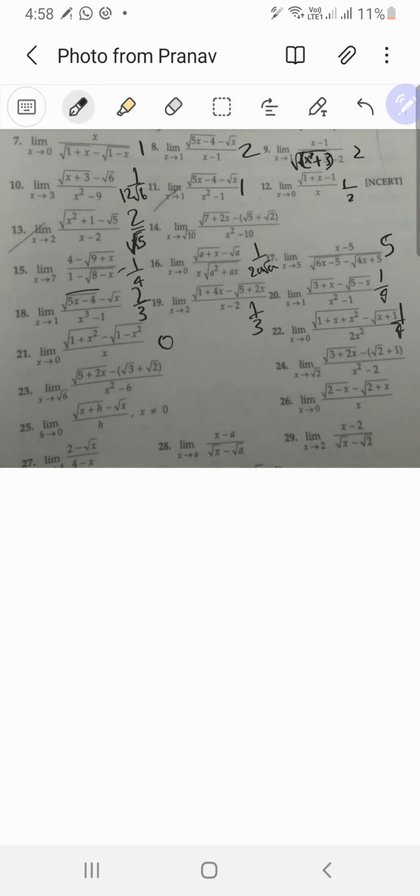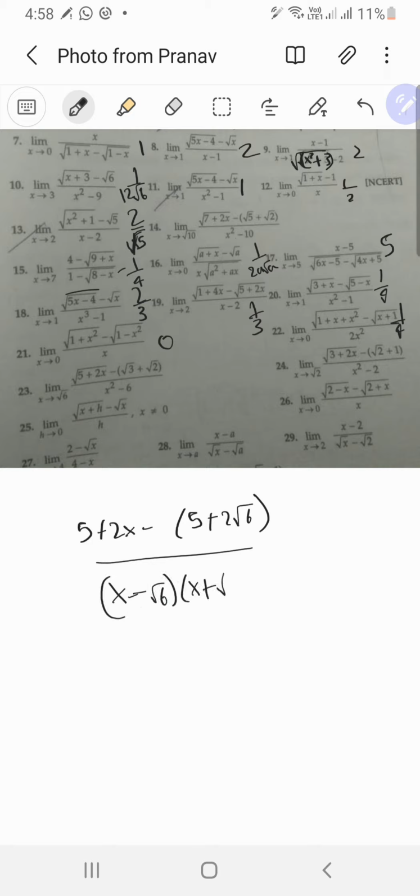Next we have x tends to square root of 6 of all this thing. Okay, rationalize. So 5 plus 2x minus 5 plus 2 square root 6 upon x minus square root 6 into x plus square root 6. When you put square root of 6 into this thing, you should just get that, right? So it's going to be 2 square root of 5 plus 2 square root 6, right?